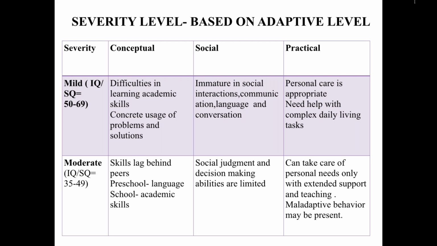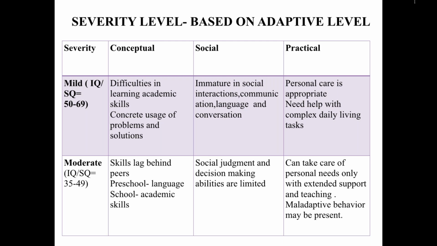These children usually present with difficulties in learning academic skills. That is, in school age only, they may present to you or the problems are detected. They have concrete usage of finding solutions to the problem. Socially, they may be somewhat immature in their interaction, but they are able to take care of their personal needs most of the time, but may need some help with complex daily living tasks.